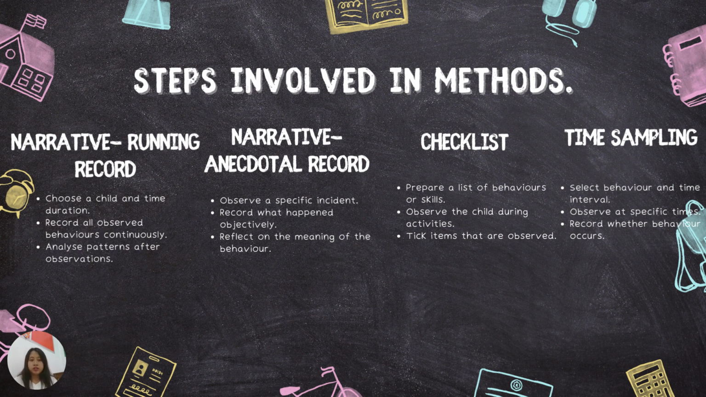The next, steps involved in checklist. Prepare a list of behaviors or skills. Observe the child during activities and lastly, tick items that are observed. And the last method, steps involved in time sampling. Select the behavior and time interval. Observe at the specific times and lastly record whether the behaviors occur or not.